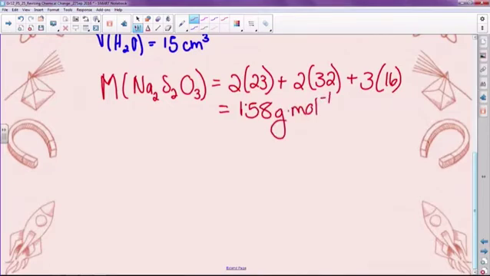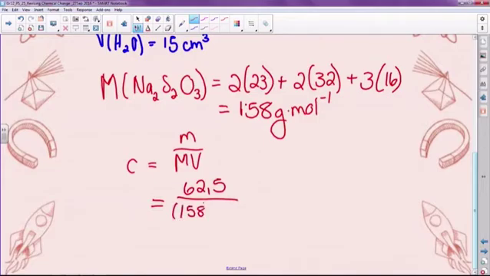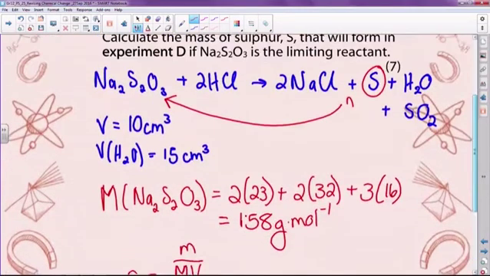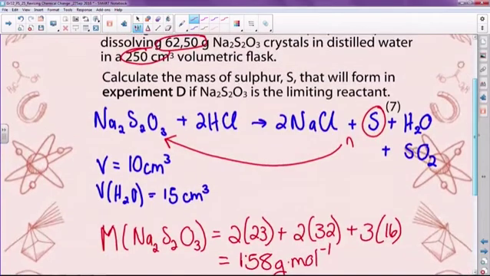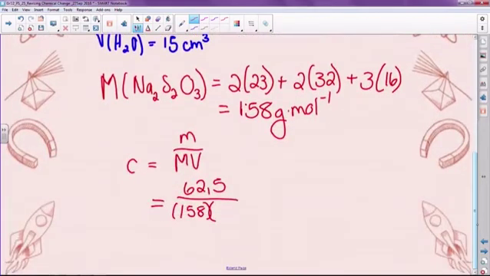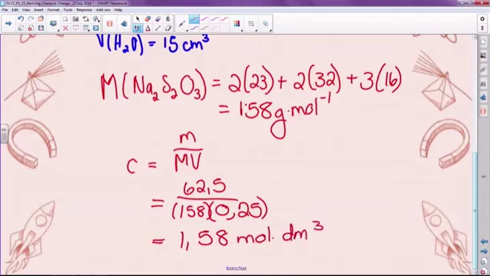Now I can work out the concentration of the sodium thiosulfate using that equation. And they told us that we had used 62,5 grams, and this is 158. Now, the original volume was 250 centimeters cubed. Remember, it's got to be in decimeters cubed, so we're going to divide by 1,000. And now this is 1,58 moles per decimeter cubed.